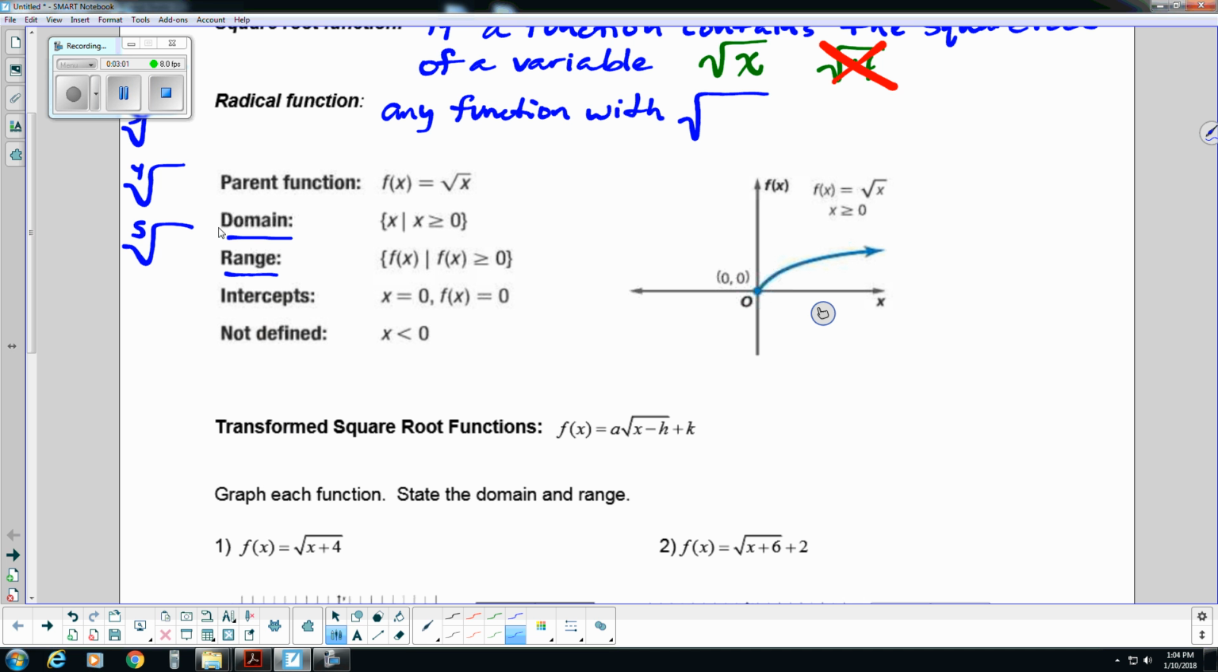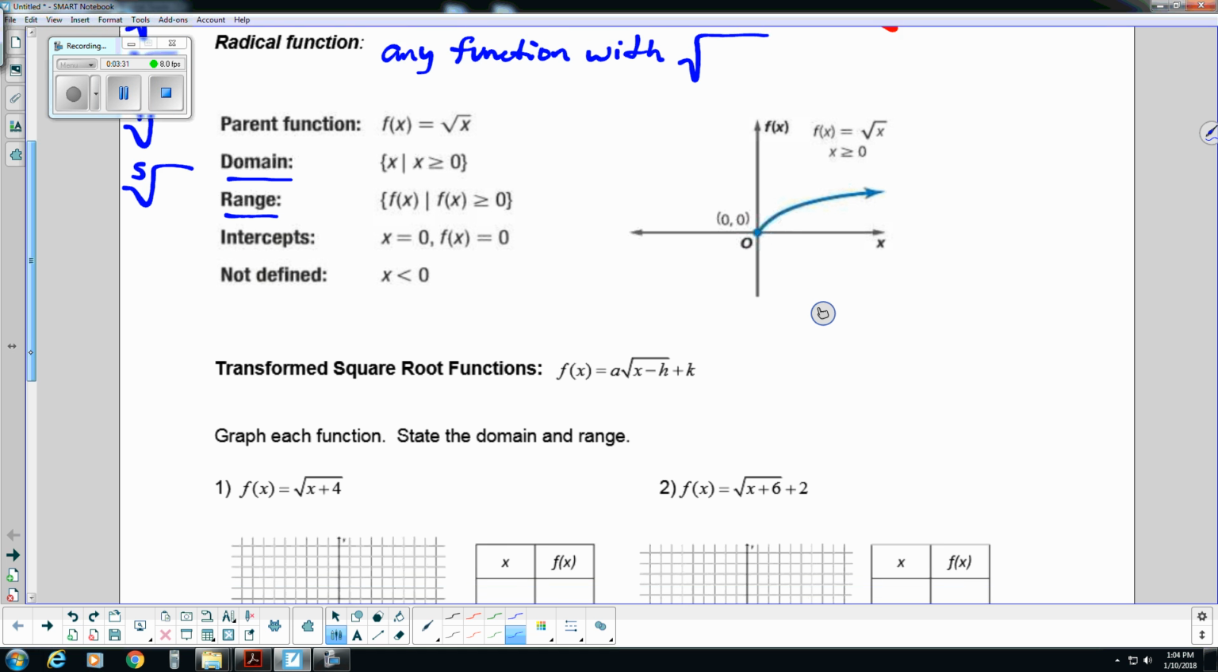Our range, f of x is greater than or equal to 0. That's another way to say all our y values are greater than or equal to 0. If you look at the graph, that's true. Our smallest y value is 0 right here because every other y value involved in the graph is up here somewhere, and they're all bigger than 0. Now, those domains and ranges are going to change when we start to transform our square root functions.